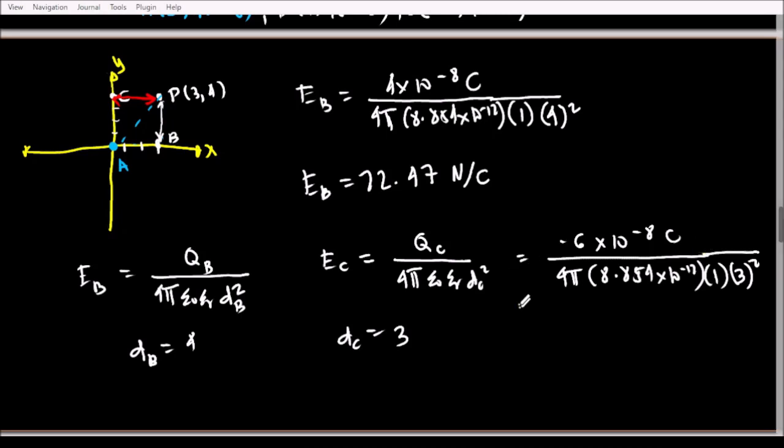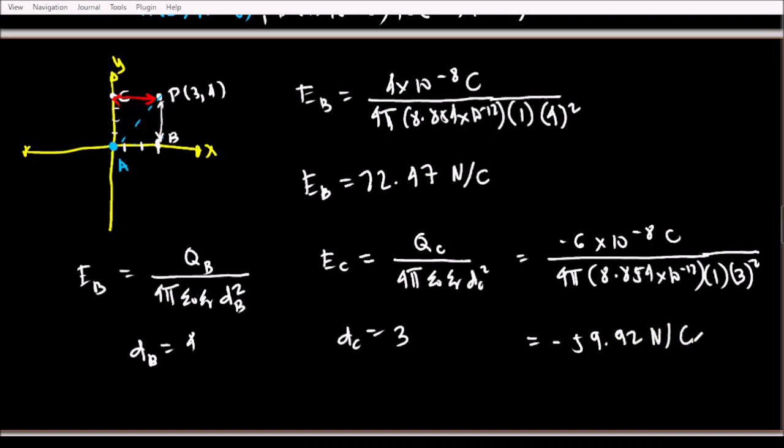Okay, so using your calculator, we have negative 6 times 10 to the power of negative 8 over 4 shift pi times 8.854 times 10 raised to the power of negative 12 times 3 squared. So negative 59.92, no? So negative 59.92. So this is Newton per coulomb.